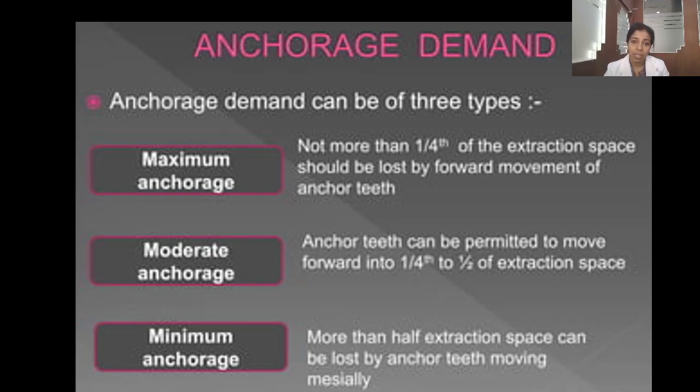In the moderate condition, we can permit about 25 to 50% of the extraction space to close by the mesial movement of the molars, and 50% retraction. And in minimum anchorage, when the situation in the anterior region is not severe, we may require protraction or forward movement of the posterior teeth, where more than half the extraction space can be lost by the anchor teeth moving mesially. That is a minimum anchorage condition.